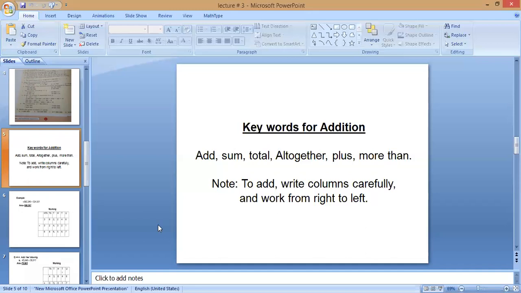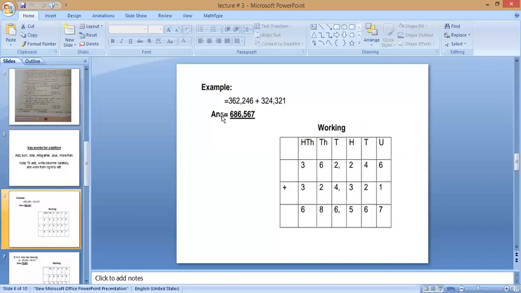Okay. For example, you have 2 numbers here and you want to add these 2 numbers. You can check you have an addition sign here. For working, you will make a place value table and write down these 2 numbers. You will put the addition sign because it's an addition question, so you write plus and start writing from the right hand side.